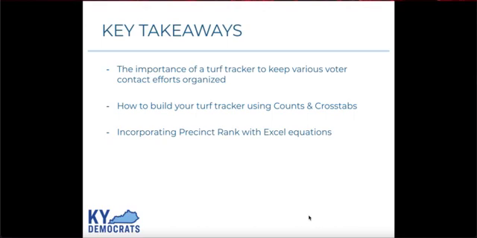And with that, hopefully you've learned, through the steps that we did together, how to build your turf tracker using counts and crosstabs and put those into a Google Sheet, so that you can get it formatted right in an easy-to-use format. And last but not least, taking these precinct ranks that you have at the person level and reapplying them back to the precinct level with your universe counts to help you with your precinct prioritization.